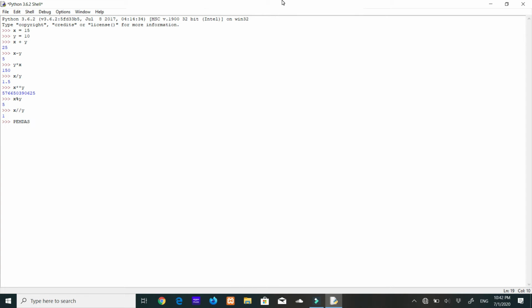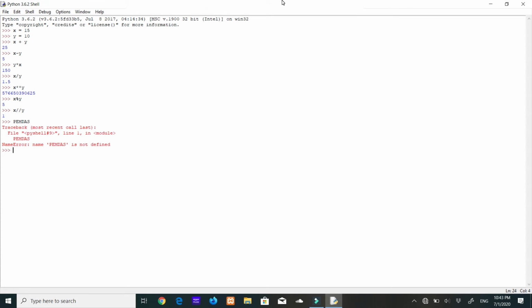So what is PEMDAS? PEMDAS stands for parentheses, exponential, multiplication, division, addition, and subtraction. What this means is that parentheses have the highest order of operation, meaning that it gets executed first before anything else. So any expression inside a bracket gets done first.